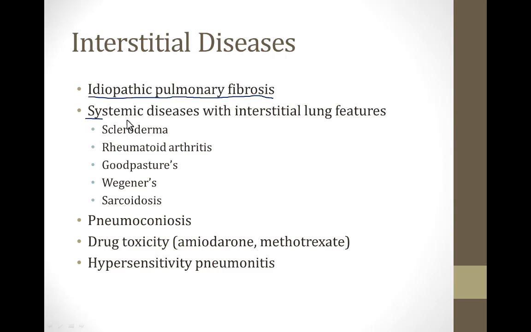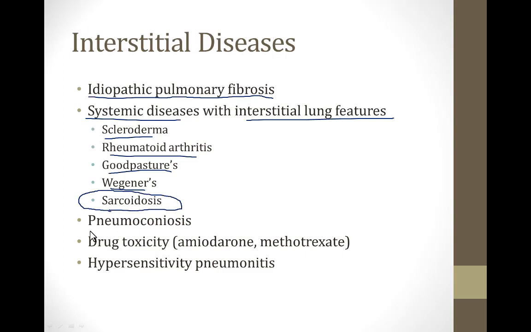There are a number of systemic diseases which have interstitial lung features. If you have scleroderma or rheumatoid arthritis, these autoimmune diseases can involve the lung and give you an interstitial lung pattern. Patients who have Goodpasture's and Wegener's can also have the antibodies affect the lung, and they can develop an interstitial pattern. And then finally, patients with sarcoidosis sometimes get diffuse granulomas inside the lungs, and this gives them an interstitial lung disease pattern.